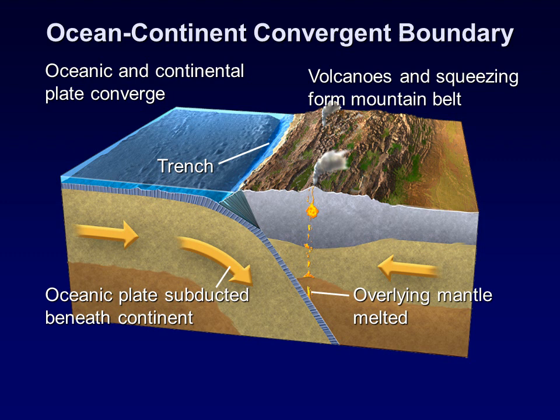Along with the magma working its way up to the surface, once it erupts, it forms volcanoes, but you also get these long mountain belts along subduction zones at ocean-continent convergent boundaries. Because you're squeezing that continental crust together, it's buckling as these two huge forces are colliding.